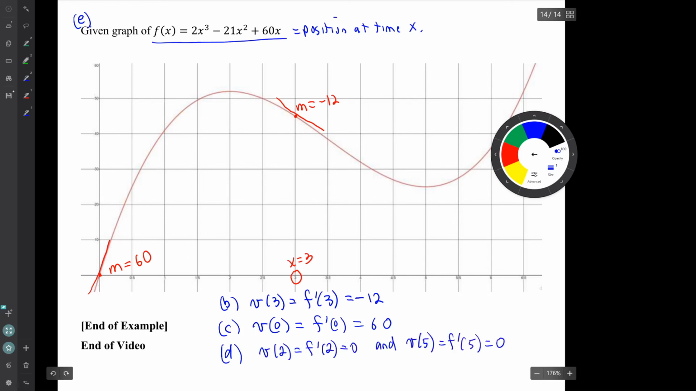But remember that the velocity function is the derivative function. So to say that the velocity is 0 at time 2 means that f prime parentheses 2 equals 0. We illustrate that by drawing a tangent line at time 2 and having it labeled with its slope, which is going to be m equals 0. And also at time 5.